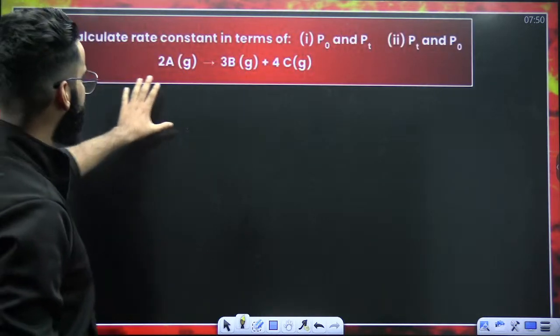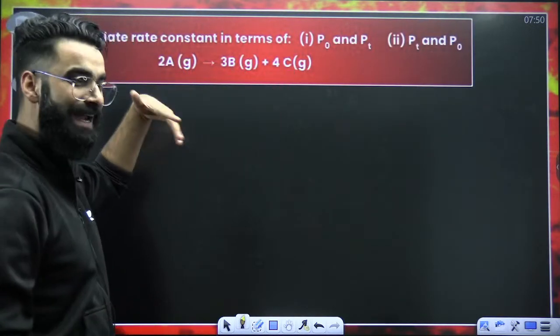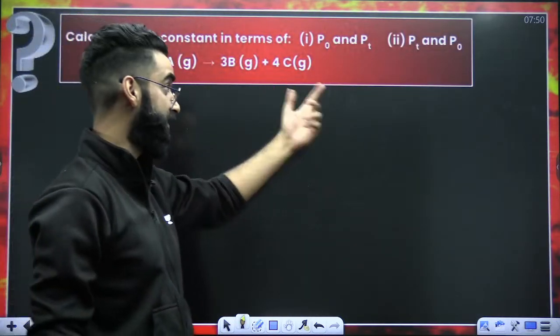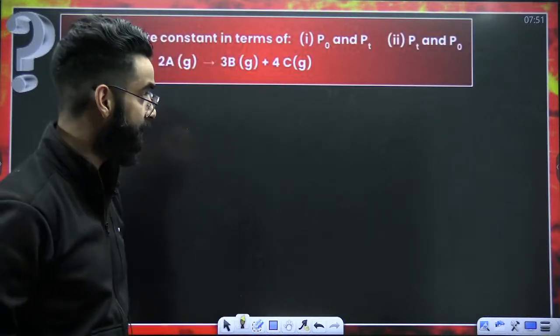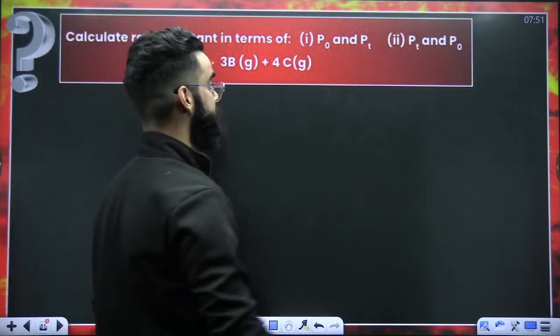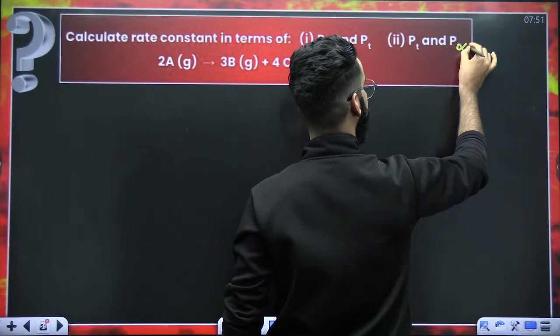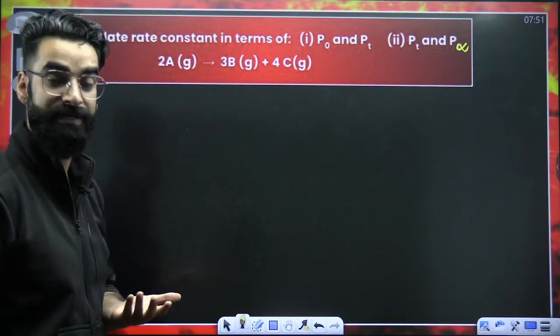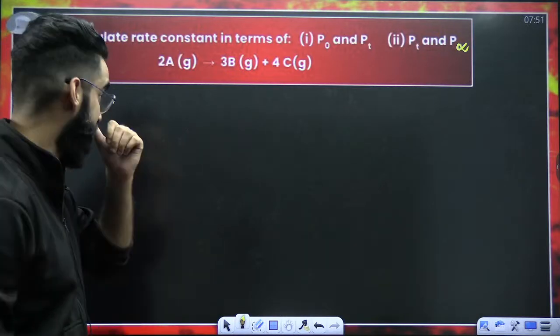See guys, you are given a reaction. You have to get the rate constant in terms of P naught and PT. That's the first question. The second question is to get the rate constant in terms of PT and P infinite. These are the two questions basically. Now you should be able to form the rate constant expression, right? And I'm sure you can easily do that.